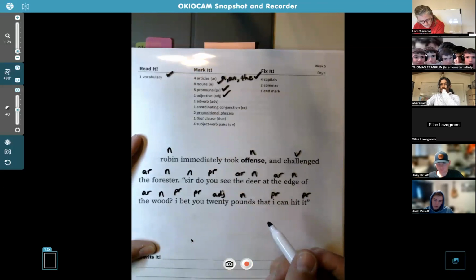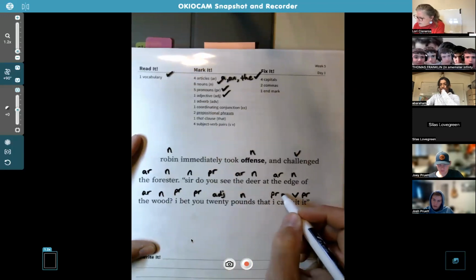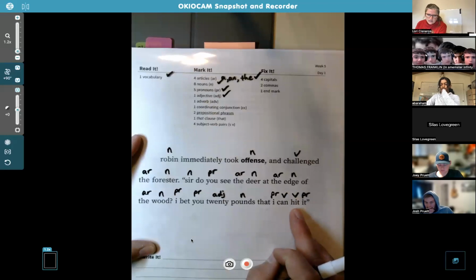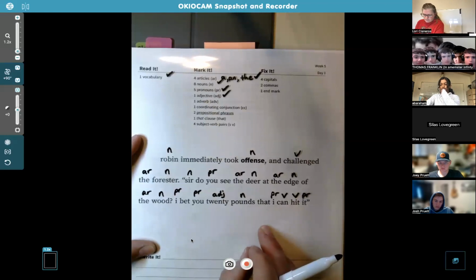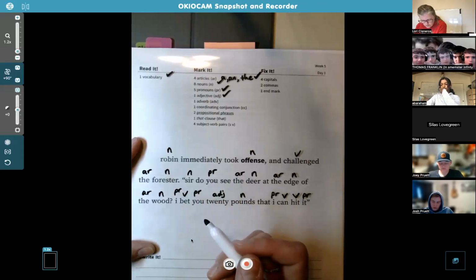Hit it. Hit, yep, that's one. Can is actually a helping verb, so we're going to label that as a verb too. So can hit. Hit is the action, can is the helping. There's another verb down here on the bottom part of this sentence. Bet. Yes, good.